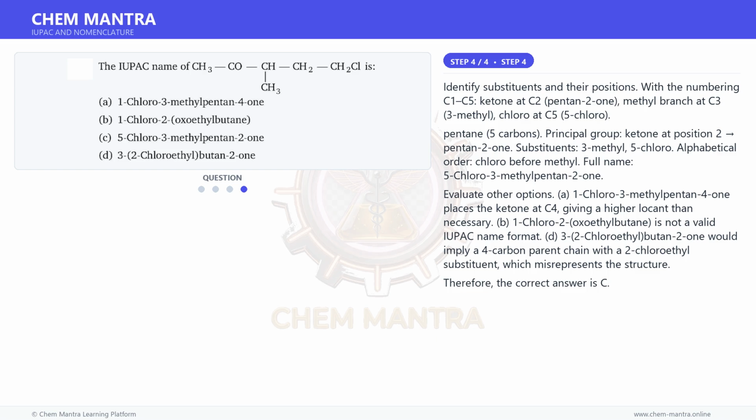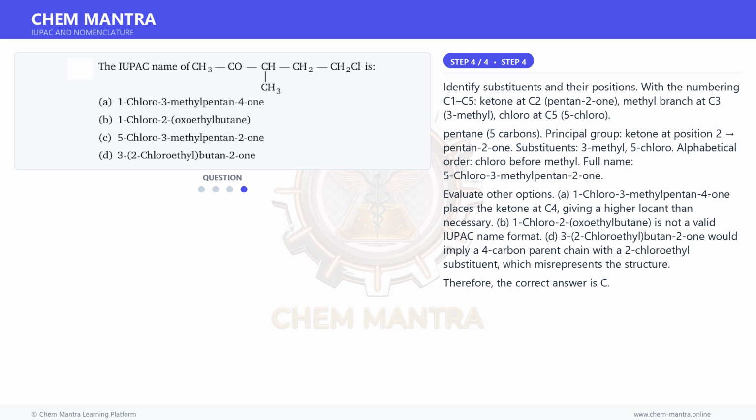And for the final step, identify substituents and their positions. With the numbering C1 to C5, ketone at C2, pentan-2-one, methyl branch at C3, 3-methyl, chloro at C5, 5-chloro. Pentane, 5 carbons. Principal group, ketone at position 2, pentan-2-one. Substituents, 3-methyl, 5-chloro. Alphabetical order, chloro before methyl. Full name, 5-chloro-3-methylpentan-2-one.